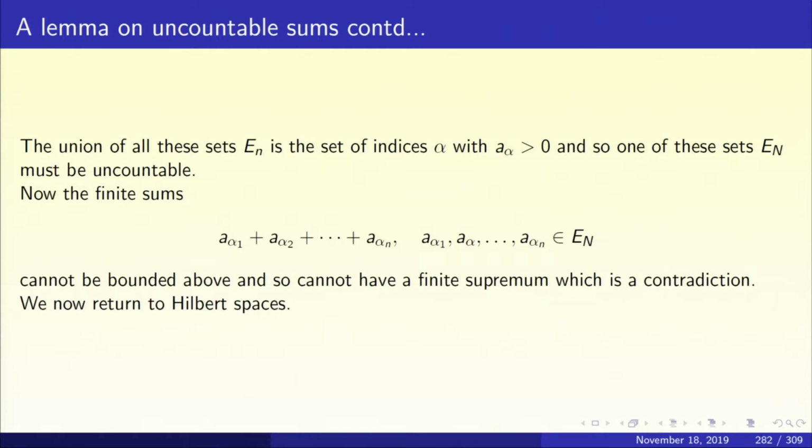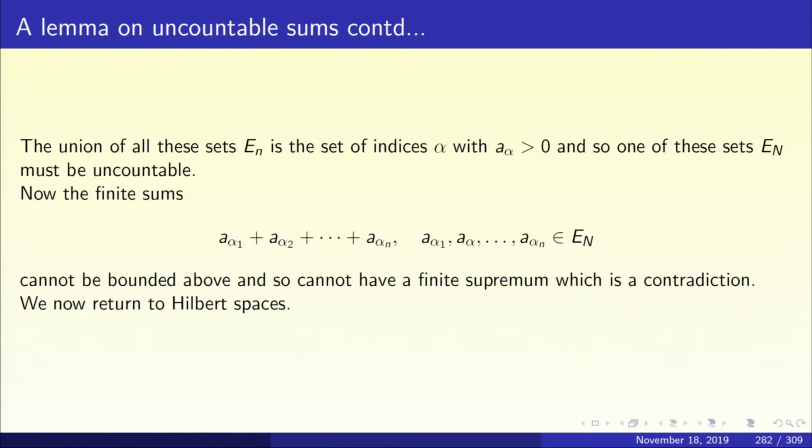Now, since we are assuming that uncountably many of them are positive, one of the sets En must be uncountable. Let us call it E capital N. So, E capital N must be uncountable. Okay. So, now let us form the finite sums A alpha 1 plus A alpha 2 plus etc. plus A alpha n, where the A alpha 1, A alpha 2, A alpha n are all coming from E capital N. But what is the definition of E capital N?